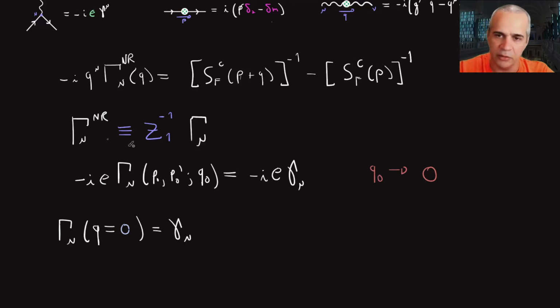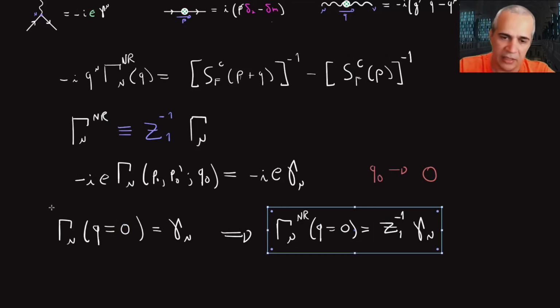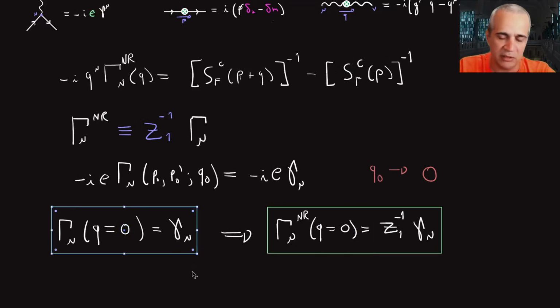And then using this definition, that means that this non-normalized version of the 3-point function needs to go to Z1 to the minus 1 gamma mu. So this is the expression we'll be using a lot today, and this one is the condition. It is effectively the renormalization condition we'll be using for QED in all the next videos, right? Because it's very intuitive to think of the charge as the one you measure at low energy, right?